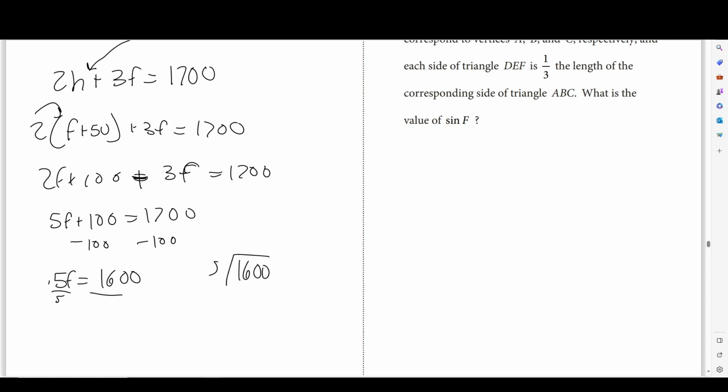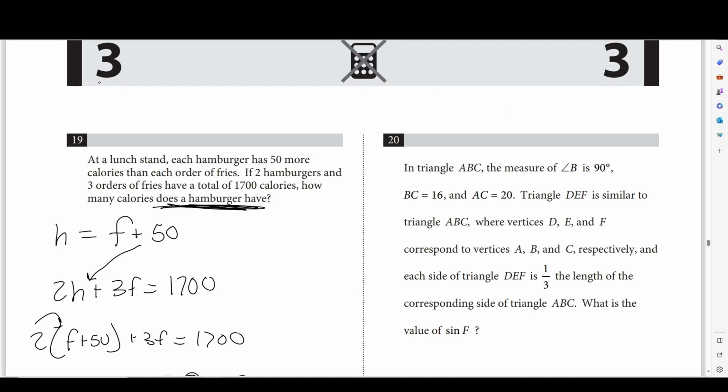So that's going to be 3, 15, that's going to be 0, 1, 2, 0. So the number of calories in an order of French fries is 320. But remember, they're asking us how many calories a hamburger has, right? That's the key word. So we can't put 320. We have to solve for the hamburger. We know that a hamburger is fries plus 50, right? And if we know that there's 320 calories in an order of fries, that's going to be 320 plus 50. And that means that h has to equal 370.